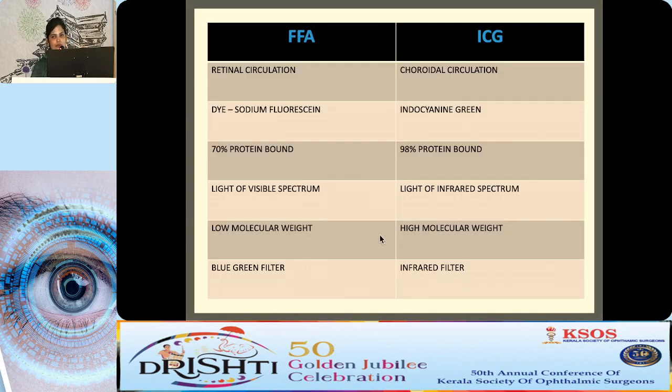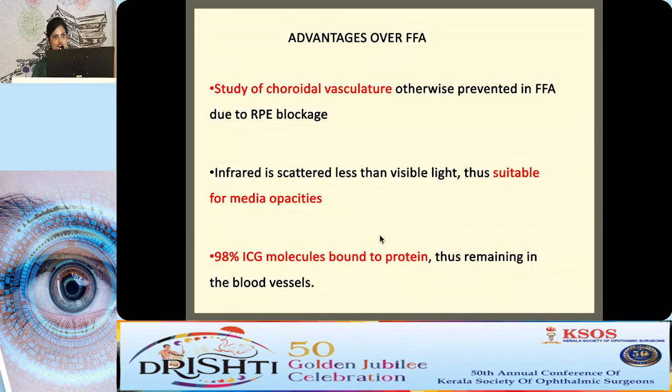What is the basic difference between FFA and ICG? FFA is mainly for the retinal circulation, whereas ICG is for the choroidal circulation. Sodium fluorescein is used in FFA, which is 70% protein bound, with light in the visible spectrum, low molecular weight, and a blue-green filter. For ICG, for choroidal circulation, indocyanine green is used, which is 98% protein bound, with light of the infrared spectrum, high molecular weight, and infrared filters.